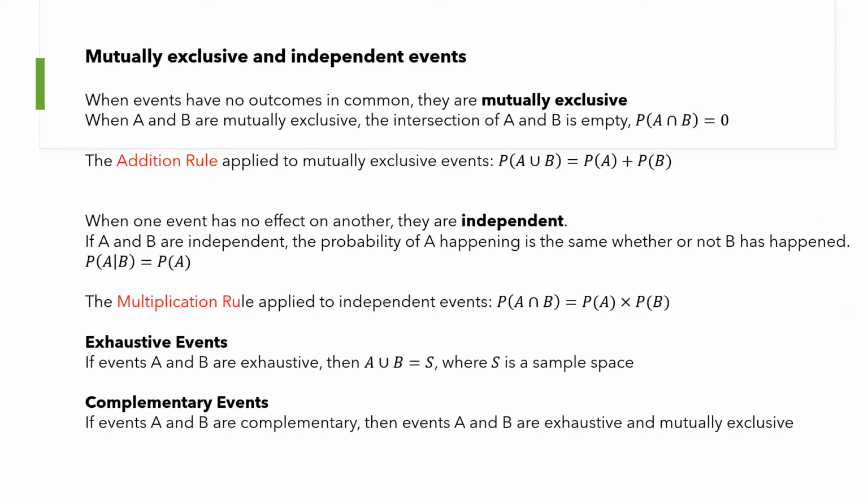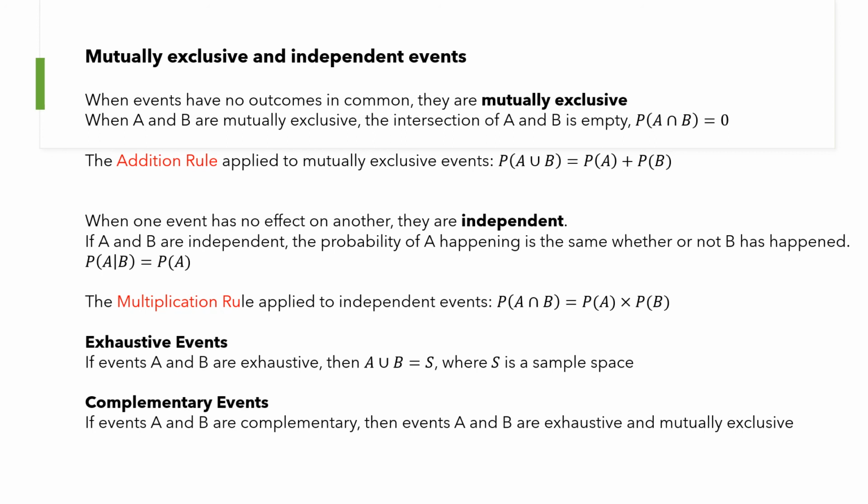Mutually exclusive and independent events. When events have no outcomes in common, they are mutually exclusive. When A and B are mutually exclusive, the intersection of A and B is empty, so P(A intersect B) will equal 0. The addition rule applied to mutually exclusive events is P(A union B) equals P(A) plus P(B).